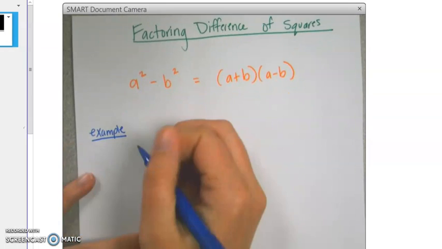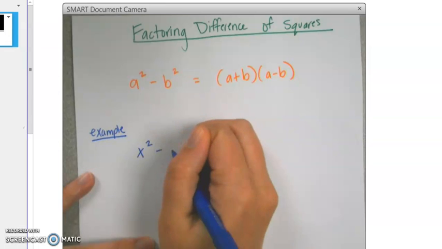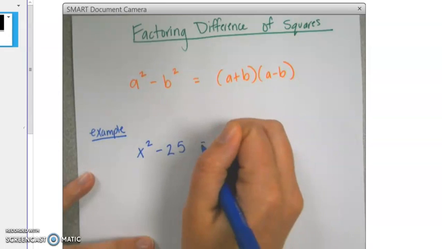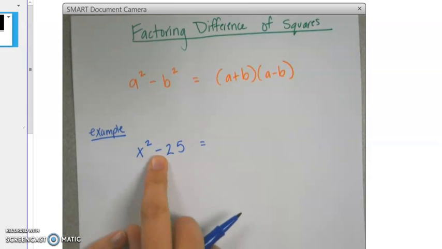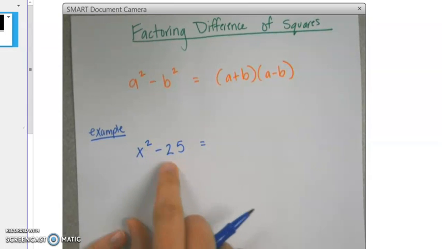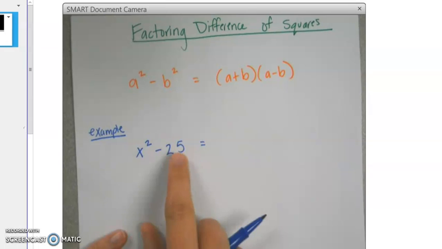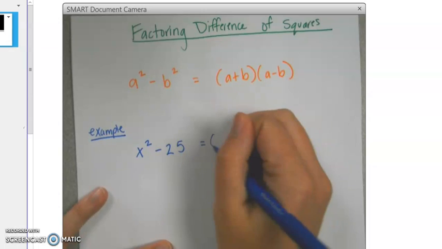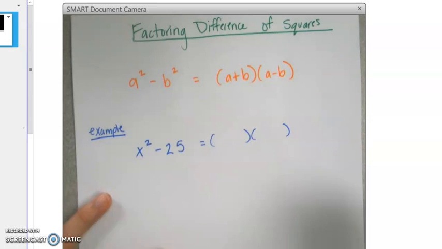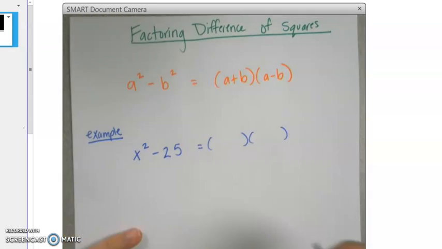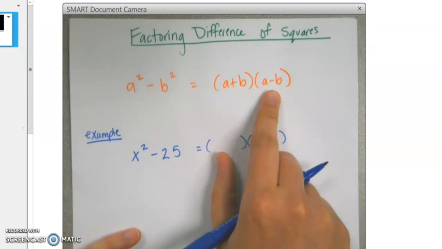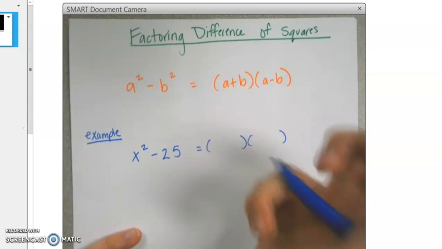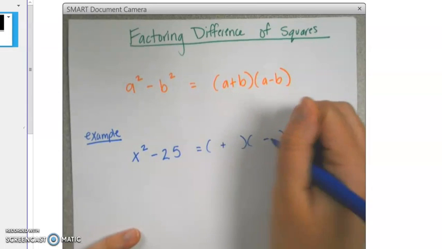So let's say I had x squared minus 25, and I wanted to factor that. So first I want to check, do I have a difference? Yes. Are both of these perfect squares? I would say x squared is a perfect square, and 25 is a perfect square because it's 5 times 5. So I want to break that up into two factors. Now, something that will always happen, notice these factors are going to be exactly the same. The difference is one gets a plus and one gets a minus. So I can go ahead and put a plus and a minus.